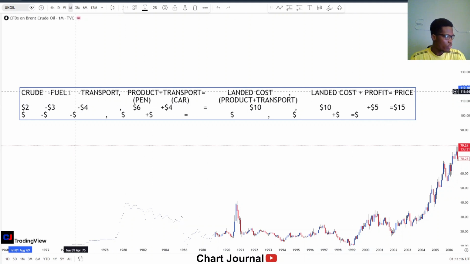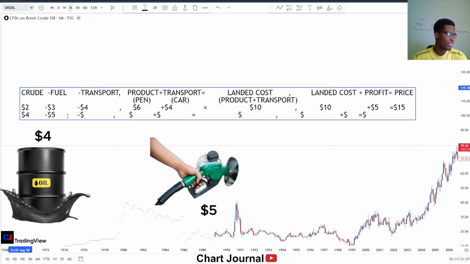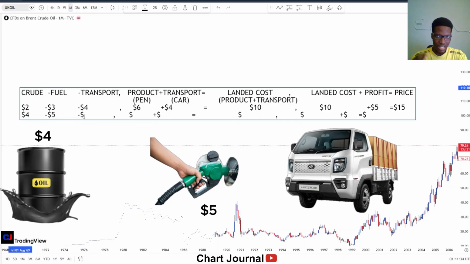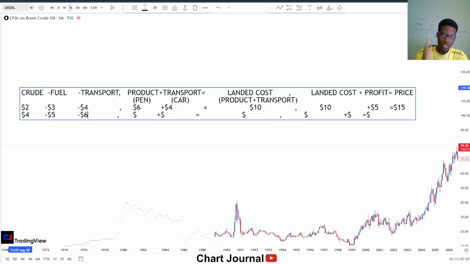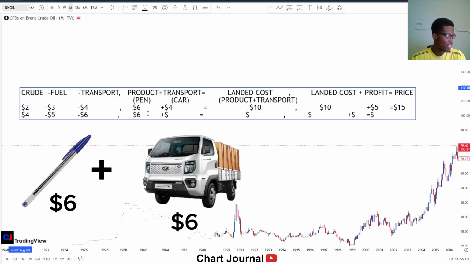So using this same example, assuming the price of crude oil increases, so let's say from $2 to about $4, so we put here 4. If the price of crude oil is now $4, let's assume this as well gets to $5, then transportation gets to $6. So here as well, we are going to assume the cost of the pen remains the same. Even if the cost of the pen remains the same, what is going to happen? So let's assume the cost of the pen is still $6, and now our transportation moved from 4 to 6. So instead of 4, we have our transportation at $6.